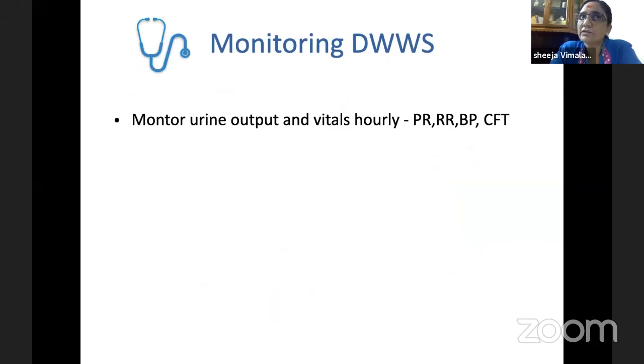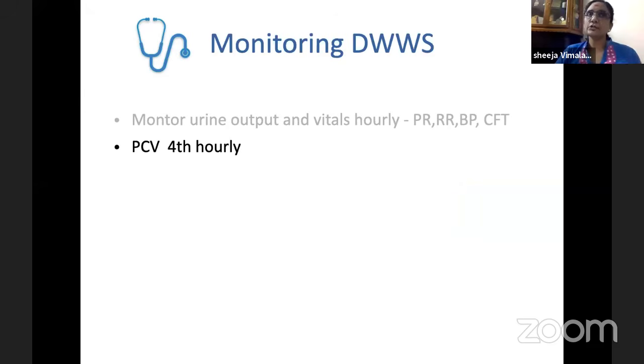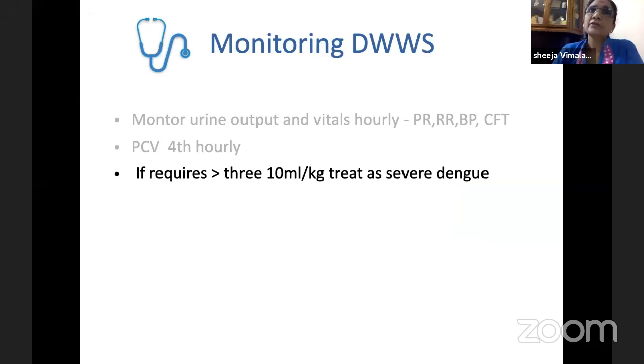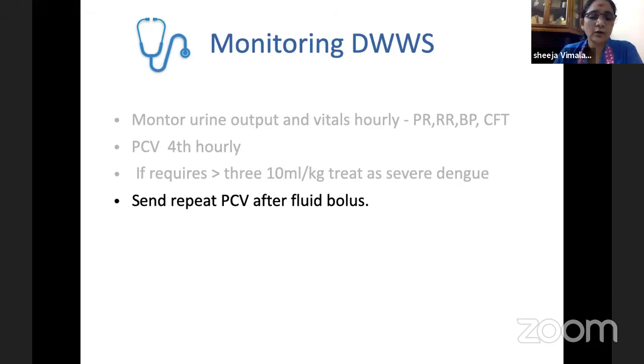Now, how do you monitor? If a child presents to you with a dengue warning sign, you need to monitor the urine output as well as the vitals hourly, and PCV needs to be sent 4th hourly. If the baby requires more than three boluses of 10 ml per kg, consider it as severe dengue and it needs to be managed accordingly. And always after a fluid bolus, you need to repeat a PCV. So I hope that is clear. Monitoring is hourly, PCV is 4th hourly.